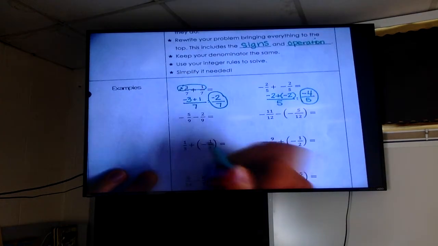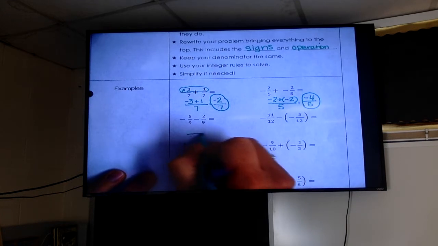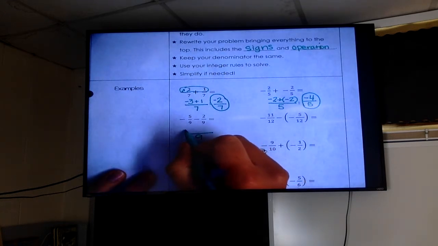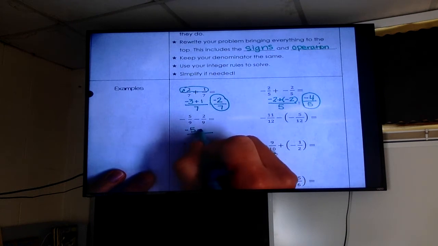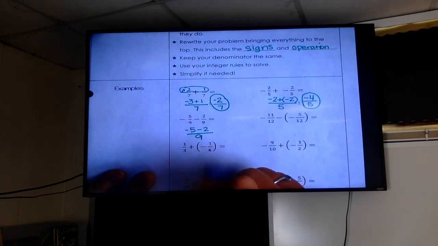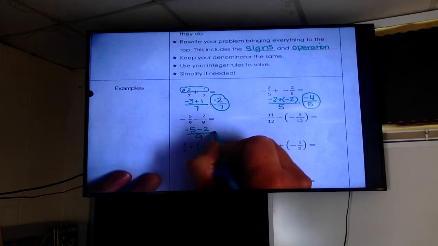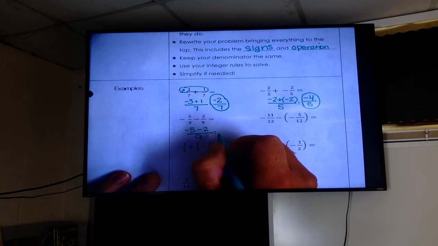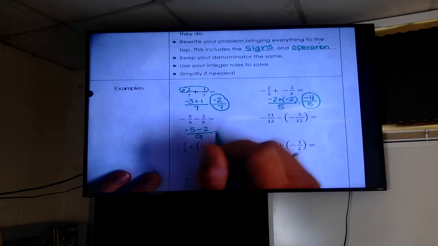All right, let's try again. Common denominator, those ones we like. So I'm going to keep 9. And then bring everything else to the top. So I have -5 minus 2. Now, just like before, I see subtraction. That means I need to LCO. That has not gone away yet. And yes, you still need to do that.